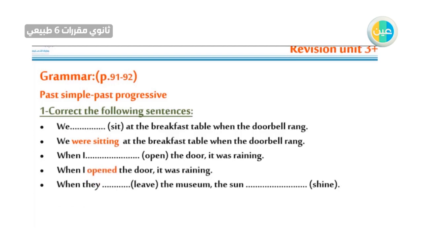When they leave the museum, the sun shines. Where is the long verb and where is the interrupted verb? Okay, so when they left the museum, excellent, the sun was shining. Good job.